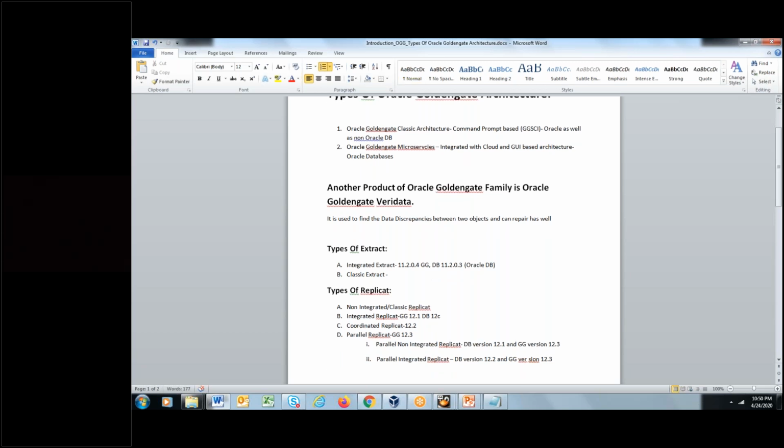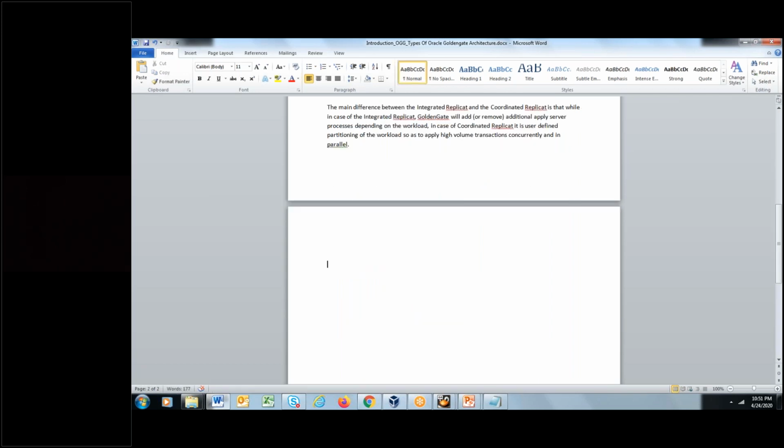Parallel replicate again is of two types: parallel non-integrated replicate and parallel integrated replicate. So the non-integrated replicate can be configured in parallel, and the integrated replicate can be configured in parallel. This support has been introduced from database version 12, GoldenGate version 12.3 onwards.